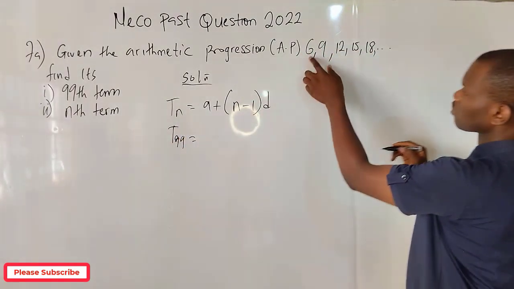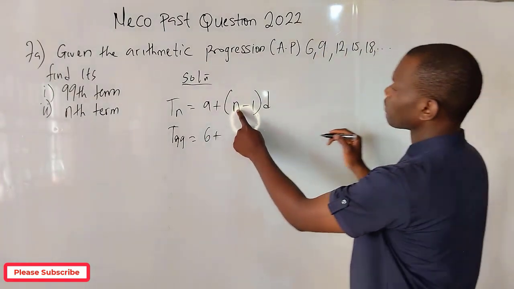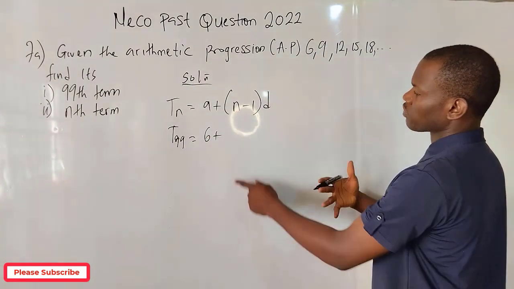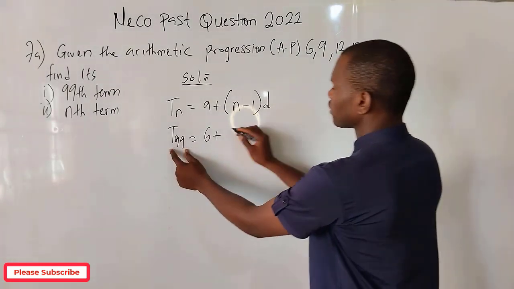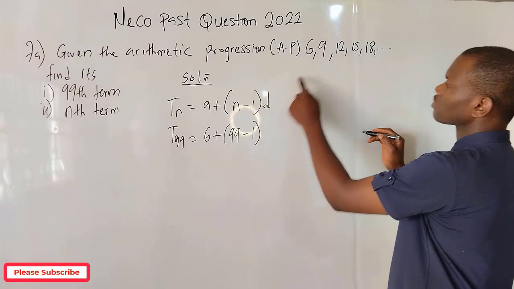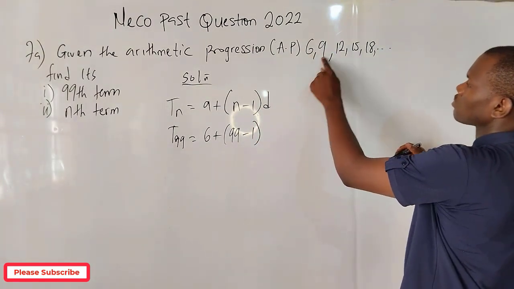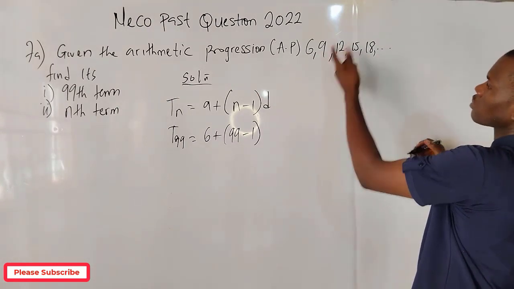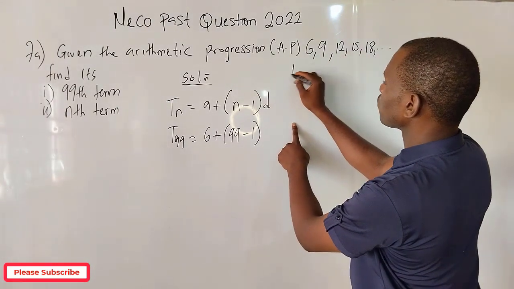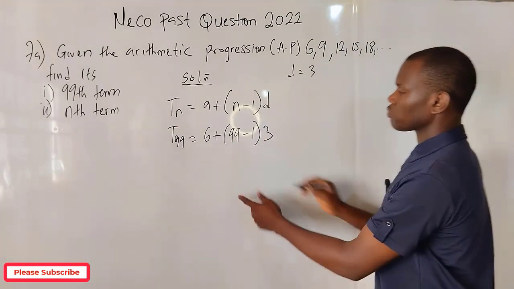The first term of this sequence is 6, so I'll put 6 here. And my n is the number of terms I am looking for, which is 99, minus 1. My common difference is 3. If I add 3 to 6, I'll get 9. Add 3 to 9, I'll get 12. Add 3 here, add 3 here, you get 18. So my common difference, d, is 3. Put it outside there. Then we solve.